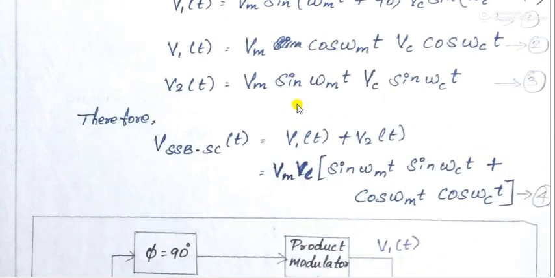Now we add the two signals, V1 of t plus V2 of t. So Vm cos omega m t, Vc cos omega c t, plus Vm Vc sin omega m t sin omega c t. Vm Vc is common, so we have taken it out, giving Vm Vc times (sin omega m t sin omega c t plus cos omega m t cos omega c t).